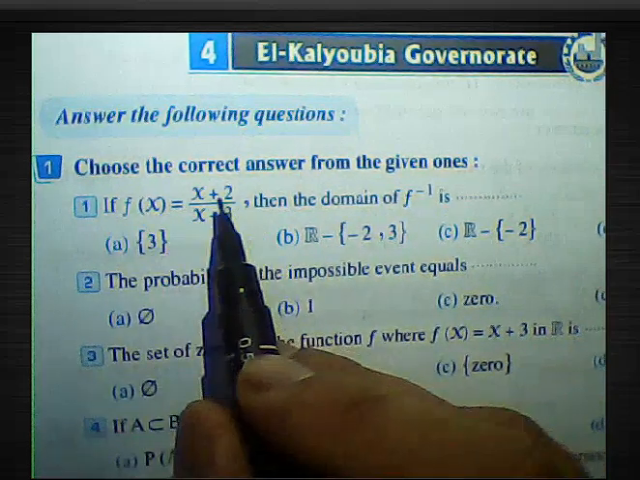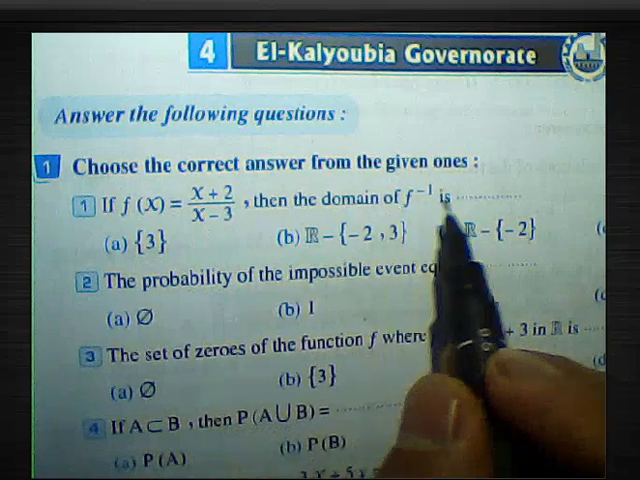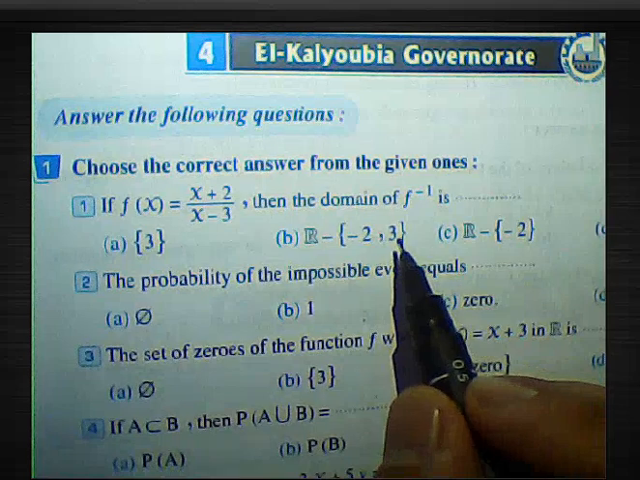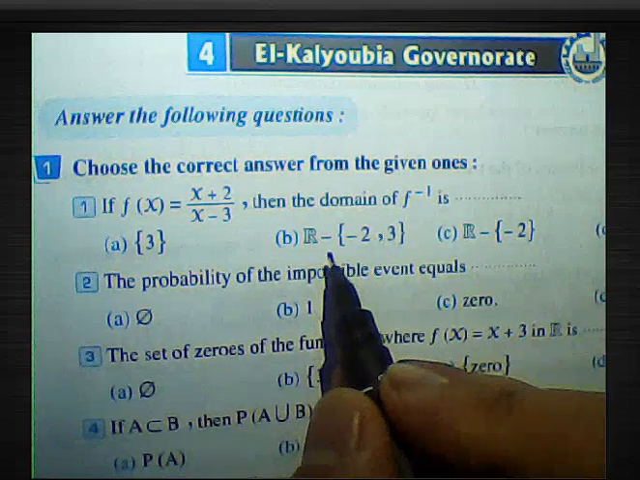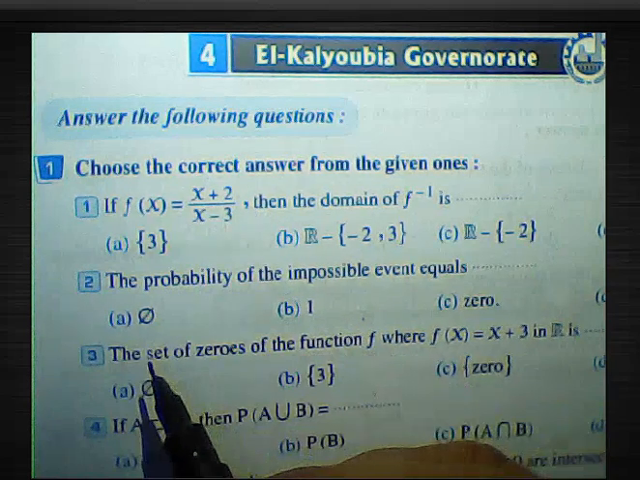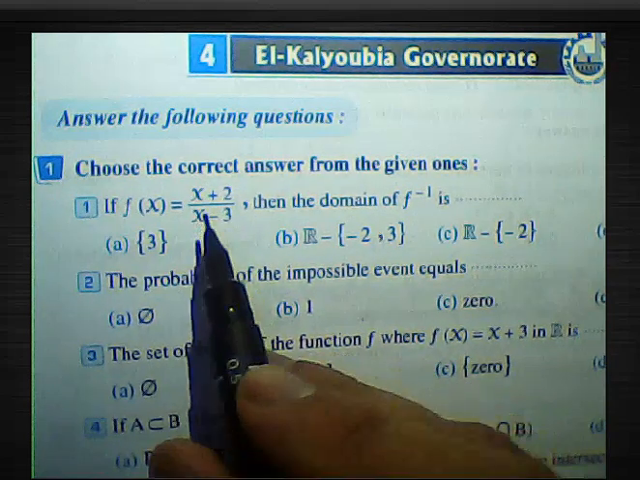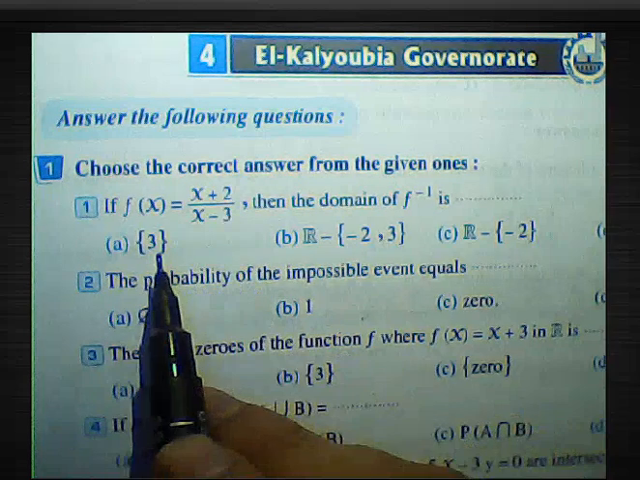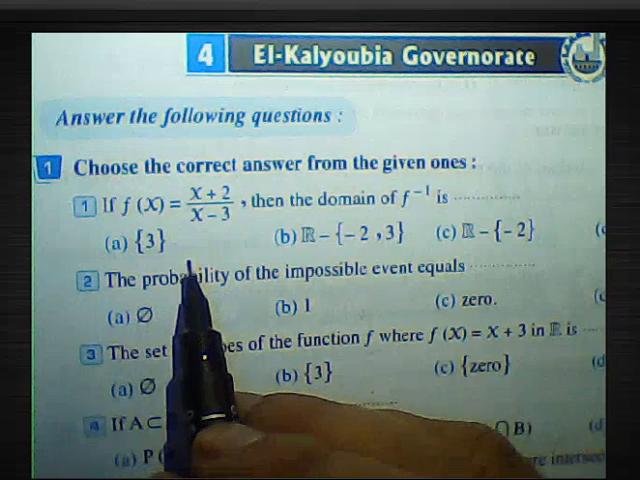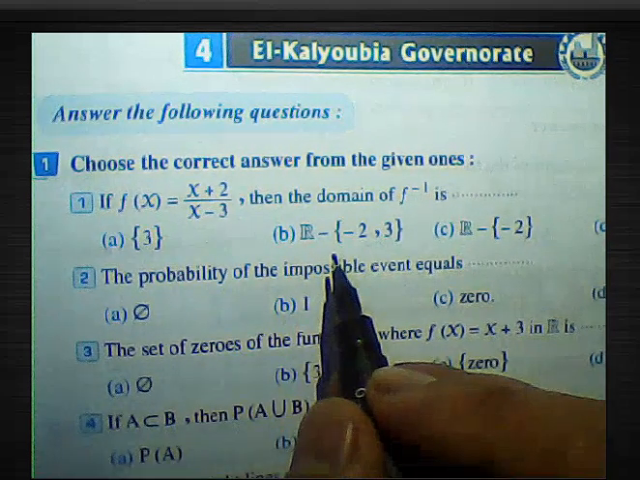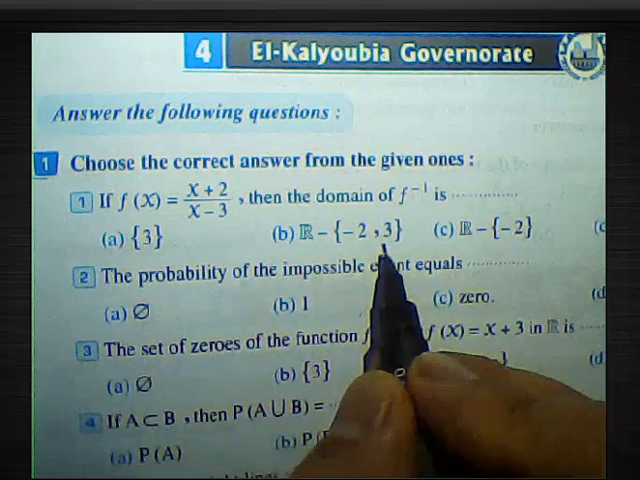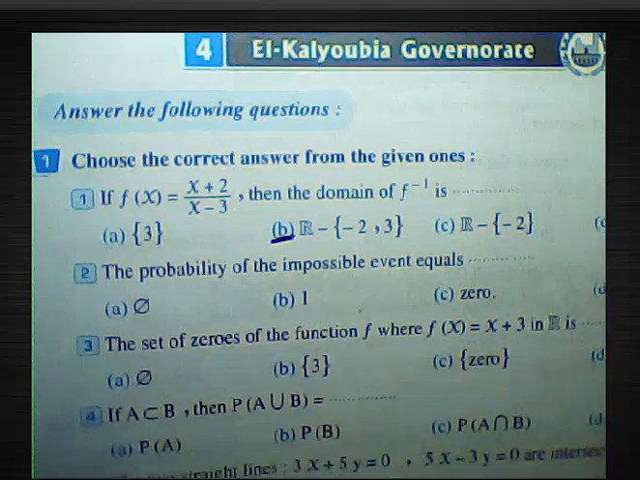If f of x equals (x plus 2) over (x minus 3), what is the domain of f power negative 1, the inverse function? We can find the domain by R subtract the zeros of the numerator and denominator. If we put negative 2, the result will be 0, and if you put 3 in the denominator, the result will be 0. So the domain equals R subtract the set of zeros, which will be negative 2 and 3. Choose letter B for this question.